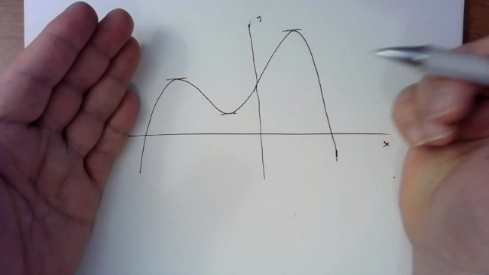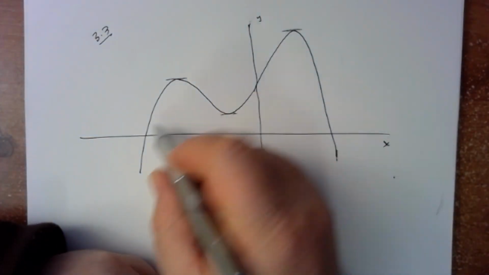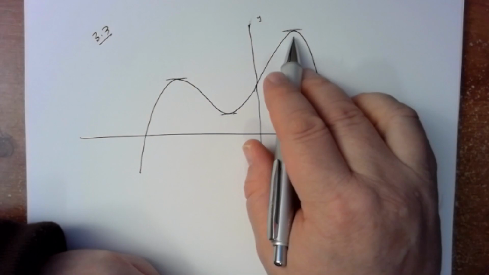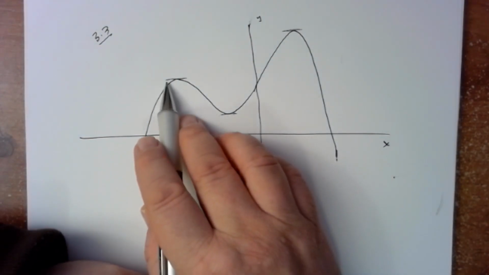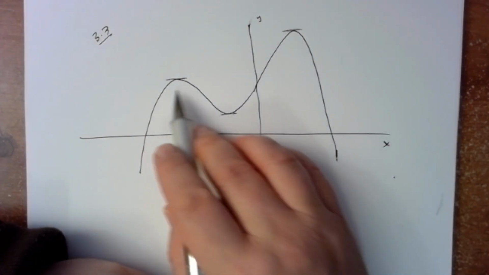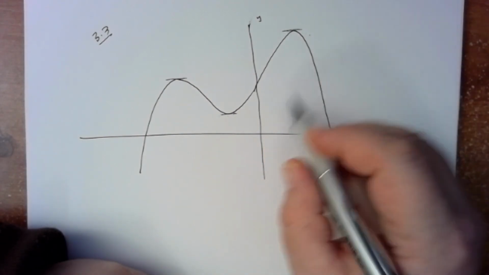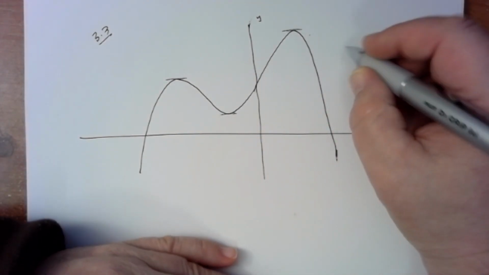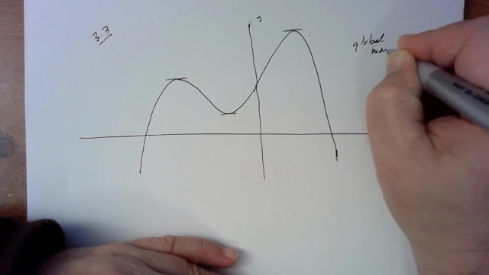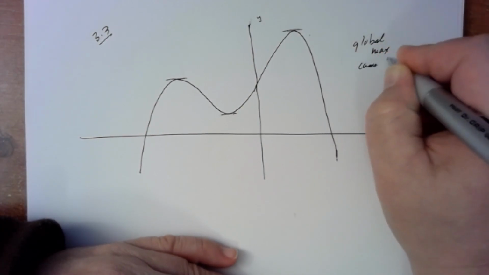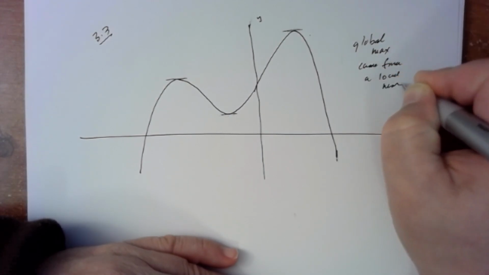So where can the global maximum occur in this picture? Well, in this picture, the global maximum was chosen out of our local maxes and mins. So we had to look at our local maxes and mins and figure out which was the biggest. So in general, the global max came from a local max.